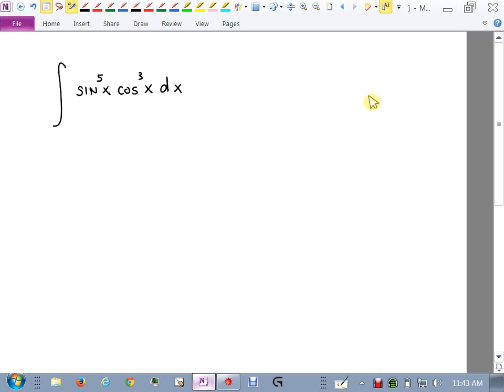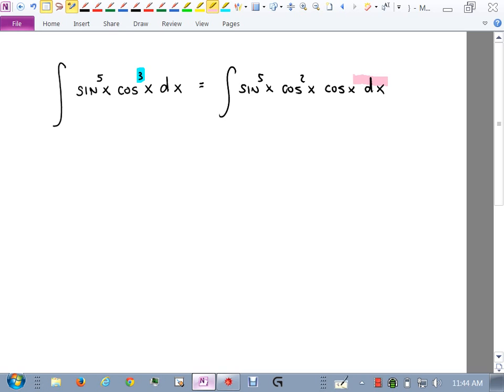What does 2 say? If m is odd, which would be this one right here, that's our m. If that's odd, it says strip out a cosine and convert everything else to sines. So it's the opposite of what we just did. If I strip a cosine out, it's going to look like this. Sine to the 5th x, cosine squared x, then cosine x dx. Now this time, what's our du going to be?